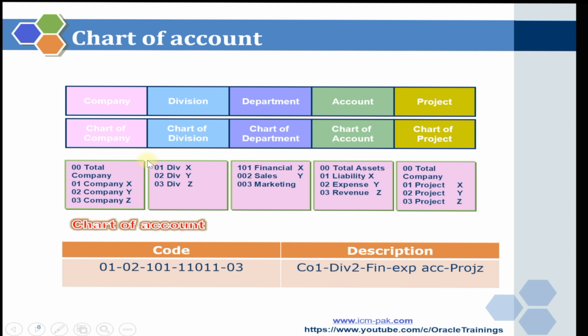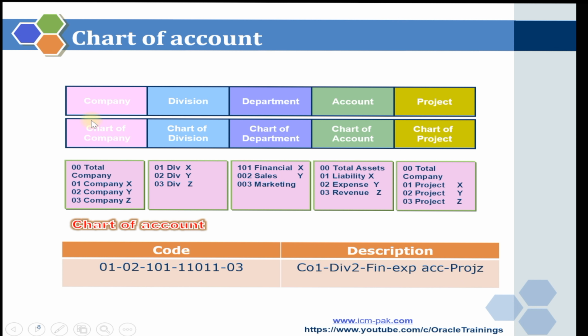Clubbing all these segments together will be called chart of account. The values are recorded in segment 1, segment 2, segment 3, segment 4 and segment 5. From this you will choose a value from segment 1, a value from segment 2, segment 3, segment 4, and segment 5. This will build a code combination, and for each code combination the system will store the transactions and the balances, and for each code combination there will be a description.